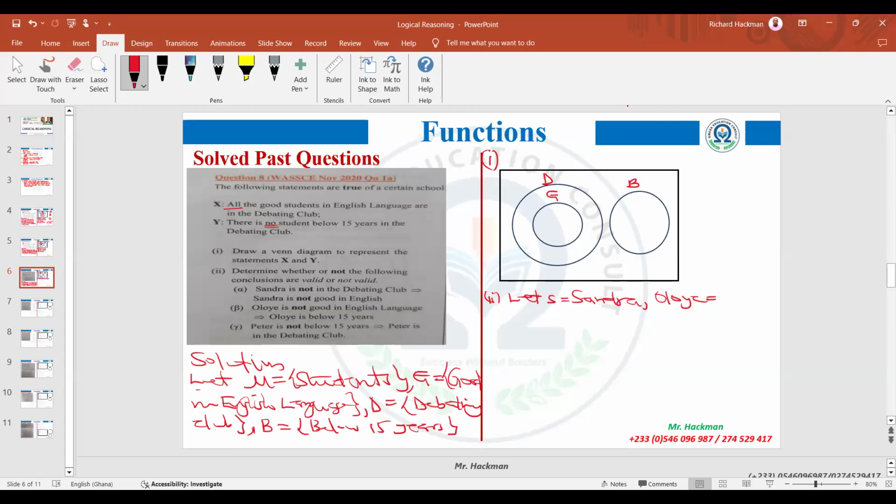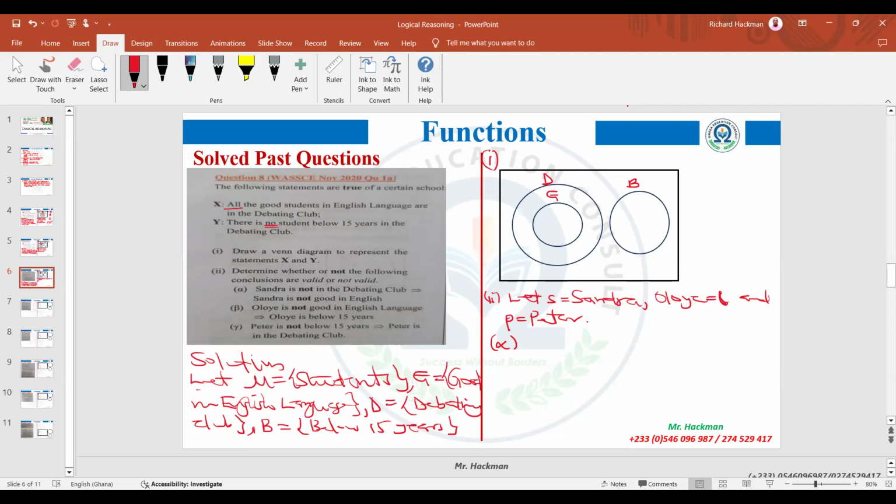Yes. So which letter do we go for? Let's go for L. Okay, very good, L will do. Then another name, the last name we have, that is Peter. So small p will be equal to Peter. Okay, so we are done. So now we come to alpha.